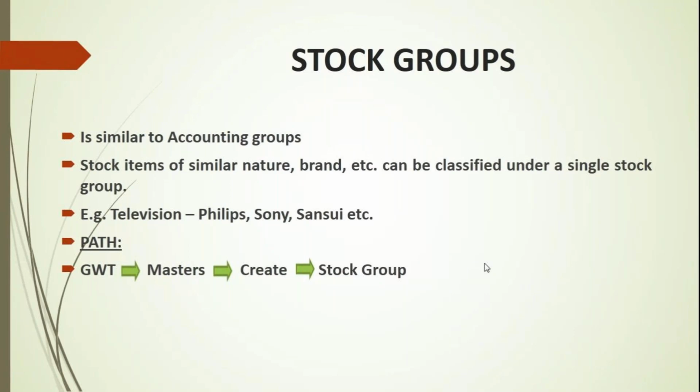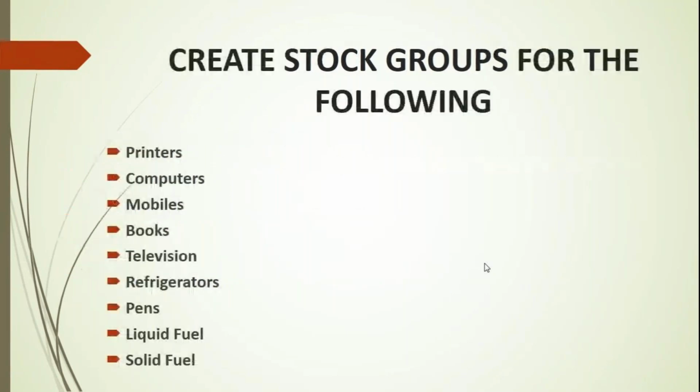Now, which are the stock groups we have to create as of now? Let's go for that. We have a big list of stock groups to be done. Here I've given: create stock groups for the following. We have printers, computers, mobiles, books, television, refrigerators, pens, liquid fuel, and solid fuel. So let's start creating these stock groups.